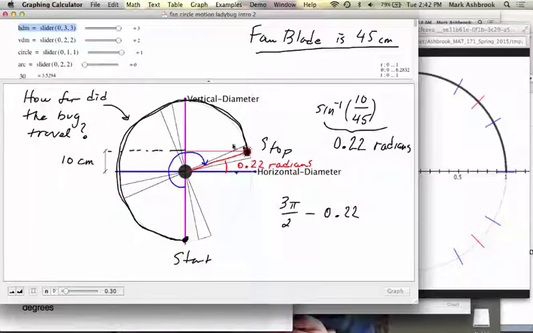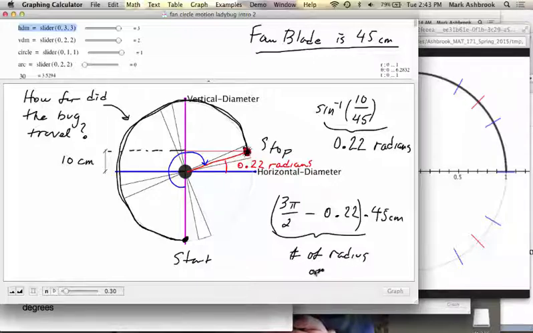I want to go 3/4, takes me to 3 o'clock, but I don't want to go that far. And this is how much less I want to go. That's my angle measure. And that's how many radius lengths the bug traveled, since it's the radian, or radius lengths on the arc. And so each radius length is 45, so multiply by 45 to get centimeters. Okay, so good example, you can't use a formula for this problem. You got to know what's up, and you got to be able to reason it out.